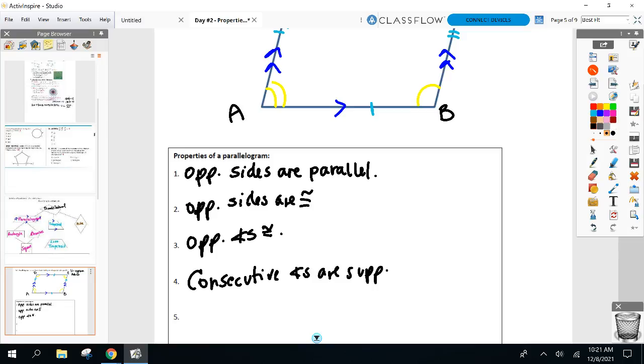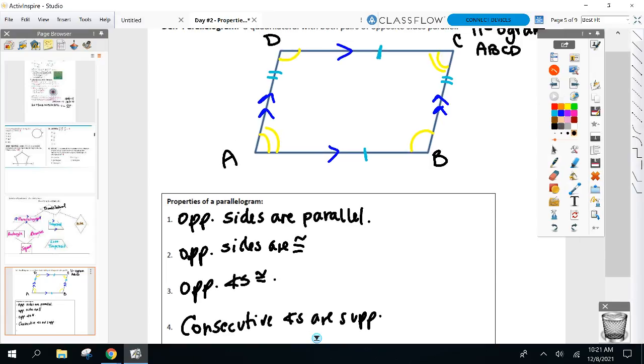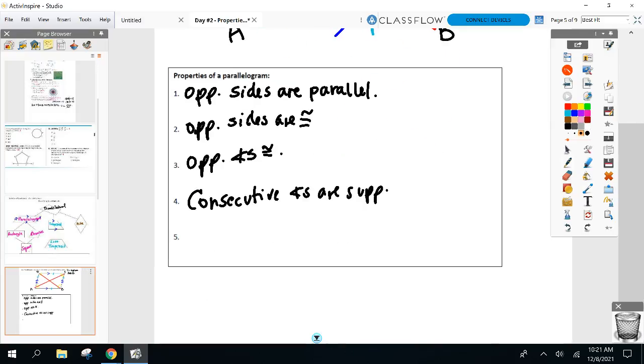The last property is kind of a little bit unique to the other 4. What am I drawing in right now? What's this called from yesterday? Diagonal. And what's this called? A diagonal. So when I draw in both diagonals in a parallelogram, they bisect each other. Let's get the property down and then talk about what the heck that means.